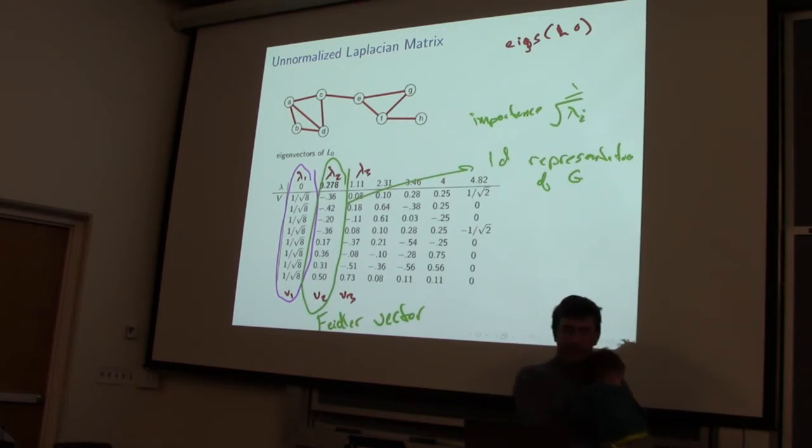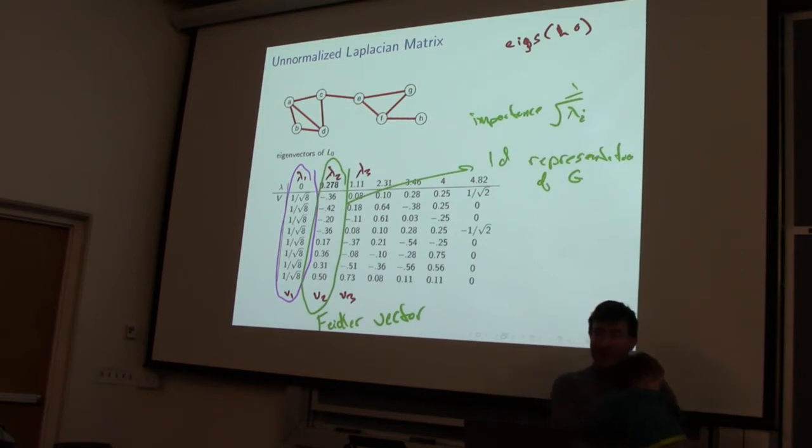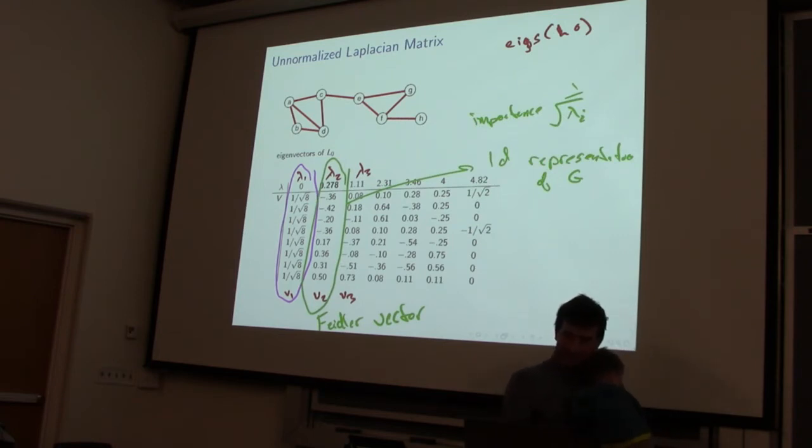I'm going to get this vector of length n, where I have n vertices in the graph. Each entry corresponds with one of the vertices, right? This is the row that corresponds with A, B, C, D, E, F, G, H. So this is the entry associated with A, minus 0.36. B is minus 0.42. If you look at D down here, it's also minus 0.36.